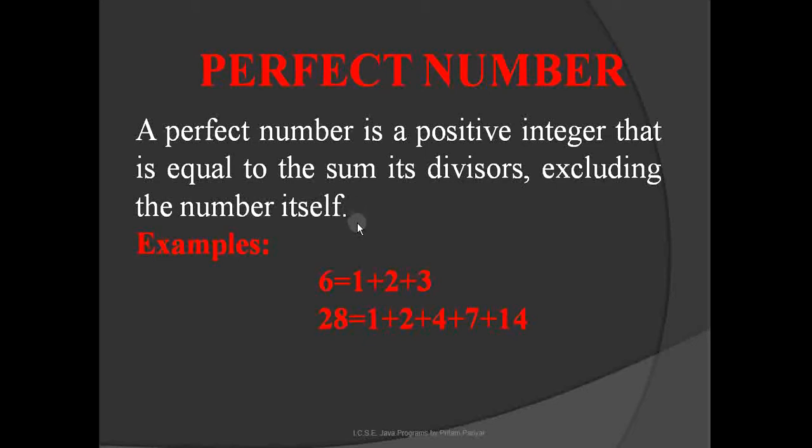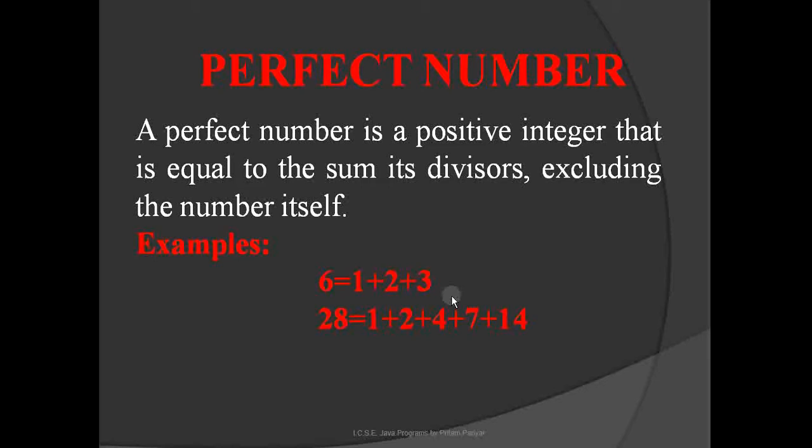For example, if you take a number 6 or an integer 6, we try to find the factors of 6. 6 is divisible by 1 completely, 2 and 3. Though it is divisible by 6, according to the definition, excluding the number itself, we are not going to include the number in the sum. So we are going to take 1, 2 and 3. When you add these divisors, the sum that you are going to get is 6.